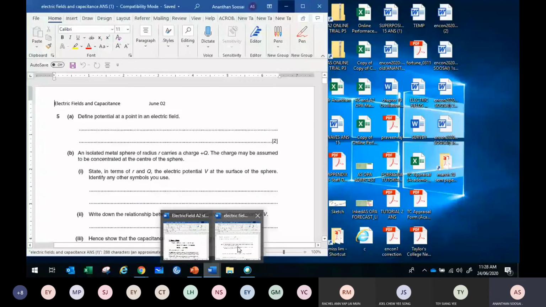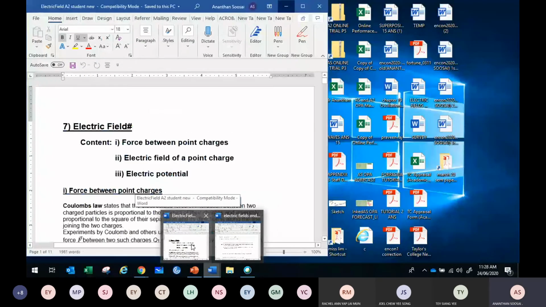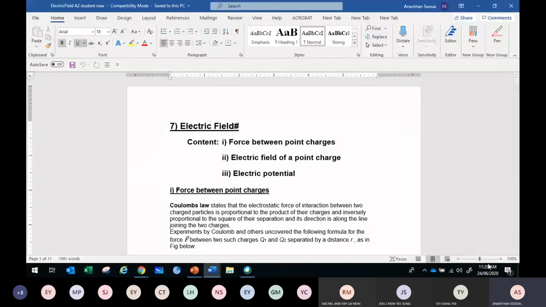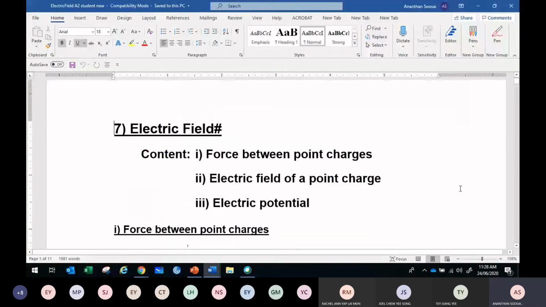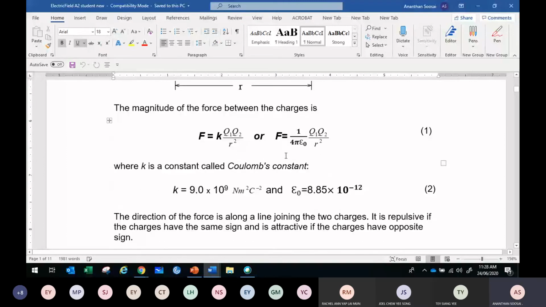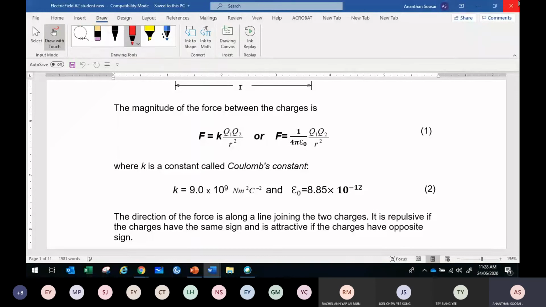I go to this Word file, which you already have on the Moodle. At the back there are some questions. So Coulomb's law: F equals kQ1Q2 over r squared, which is 1/4 pi epsilon naught Q1Q2. I prefer you to write this equation. Remember, in the exam, don't write this, you need to write this. When I'm explaining, I'm going to write this because it's easier for me.